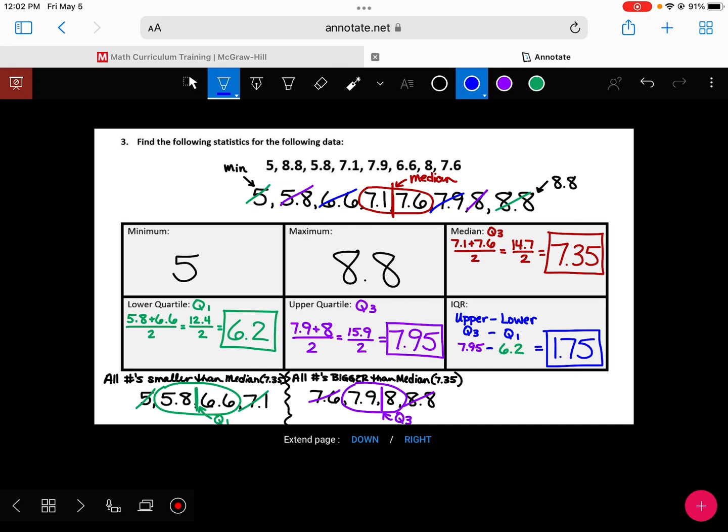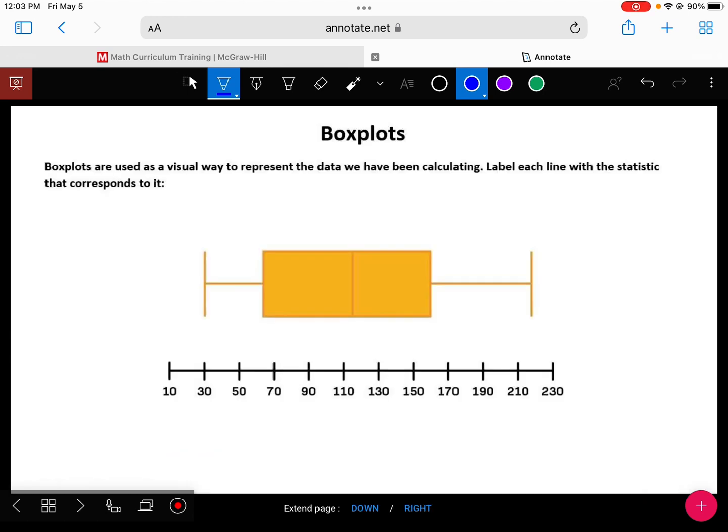So the minimum, the maximum, the median, and 2 of those new statistics, Q1 and Q3, the lower quartile and the upper quartile. That's 5 different numbers, minimum, maximum, median, lower, and upper. When we have those 5 numbers, we call it the 5-number summary, and we use those 5 numbers to make a graph. The graph is called a box plot, sometimes called a box and whisker plot.